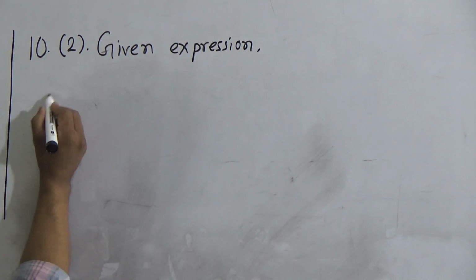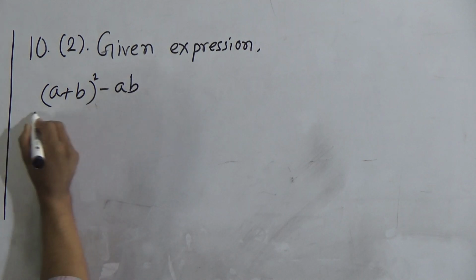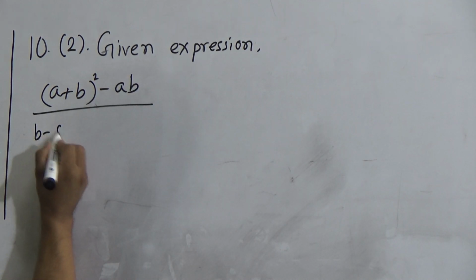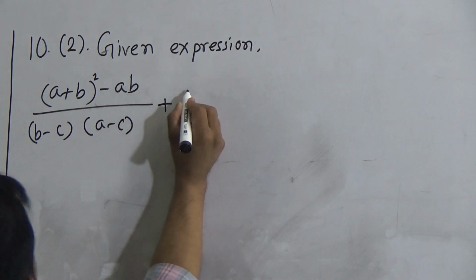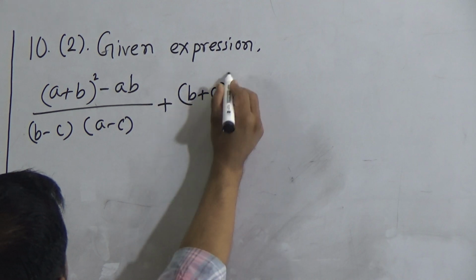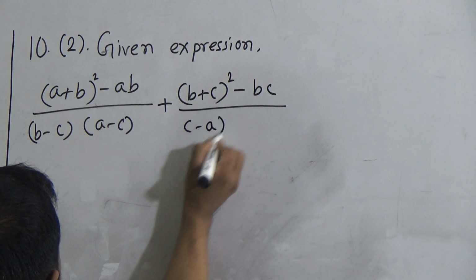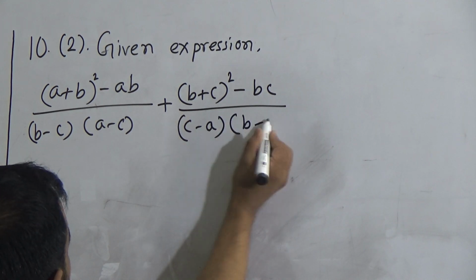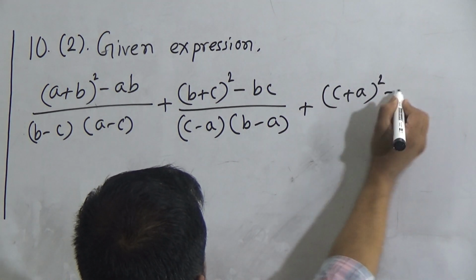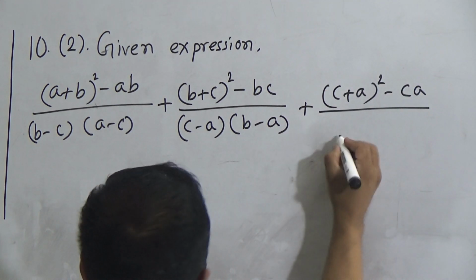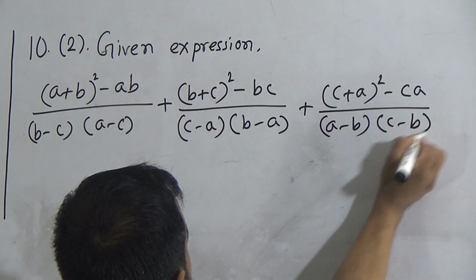The given expression is (a plus b) whole square minus ab divided by (b minus c) into (a minus c), plus (b plus c) whole square minus bc divided by (c minus a) into (b minus a), plus (c plus a) whole square minus ca divided by (a minus b) into (c minus b).